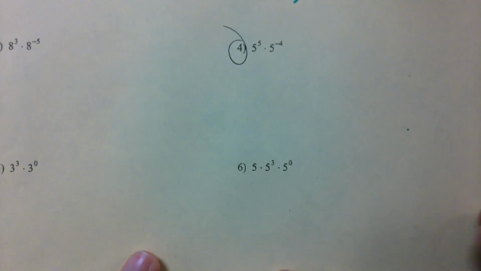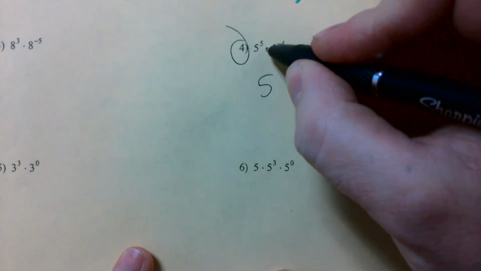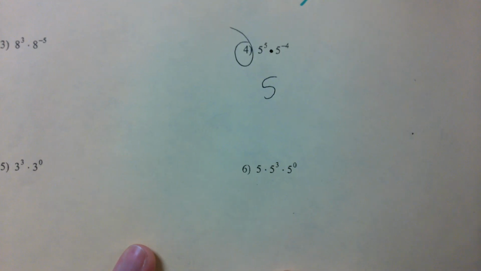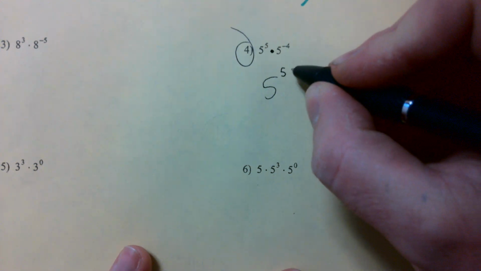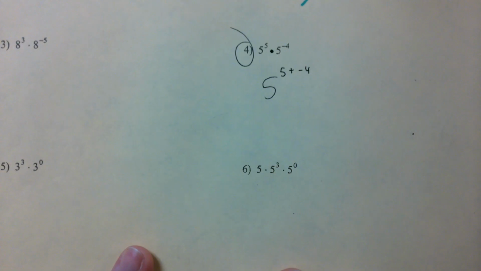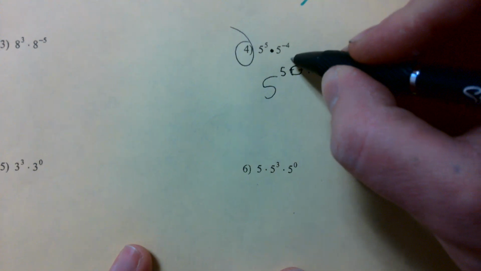So starting out with number 4. What's my base in number 4? Big old 5. Okay, I see that I'm multiplying those like bases. Of course, that's what the whole lesson was. So I'm going to take those exponents and I'm going to add them. But if I'm adding a negative, again, that's the same as just subtracting.